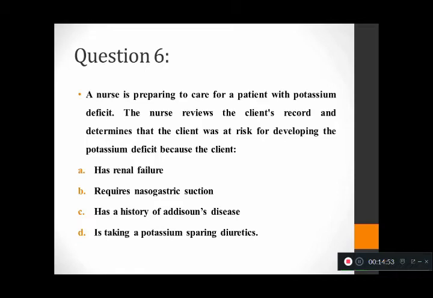Okay, the client with renal failure, Addison disease, and the client taking potassium sparing diuretics are at risk of developing hyperkalemia, that is increased potassium level in blood. So you leave option A, option C, option D. These three options are related to hyperkalemia, that is increased potassium level. So our right answer will be the client who requires nasogastric suction.